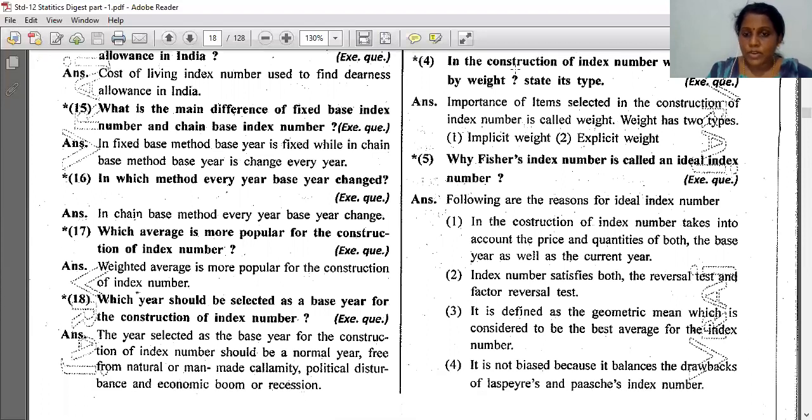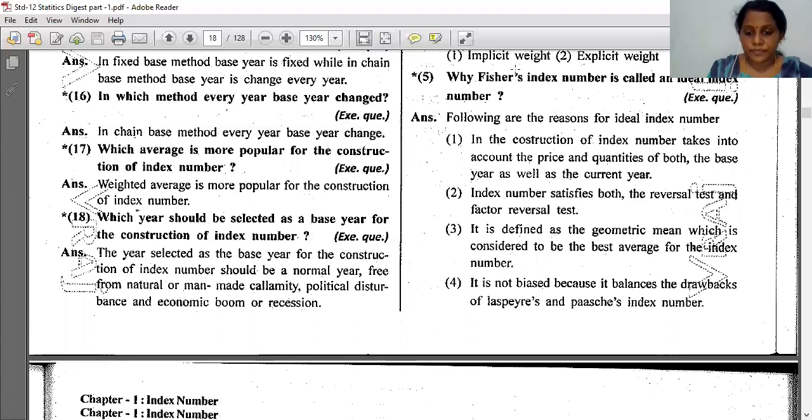In the answer, we got one more answer, that is also here. Third is it is defined as the geometric mean, which is considered the best. It will be asked which is the best average for the index number. So geometric mean is considered to be the best average. Now fourth is it is not biased because it balances the drawbacks of last year's and past year's index number.